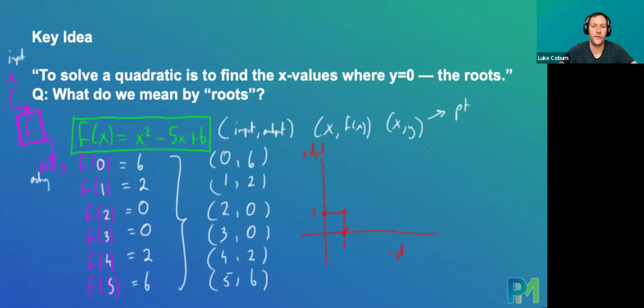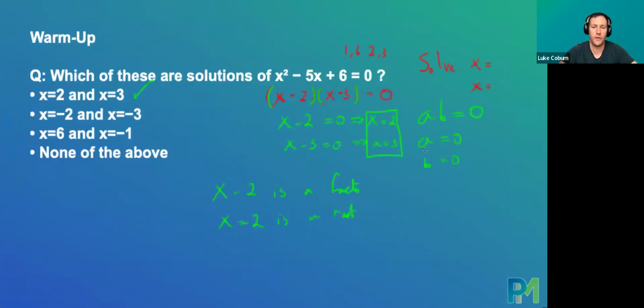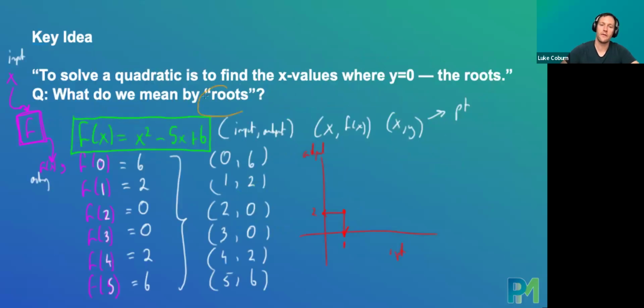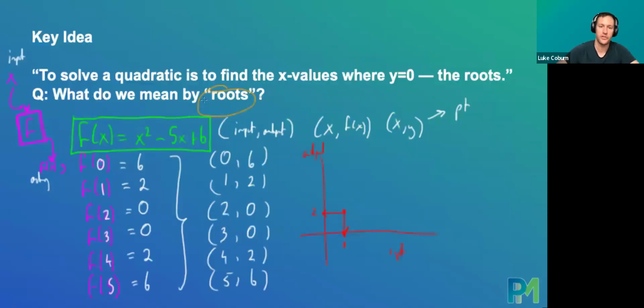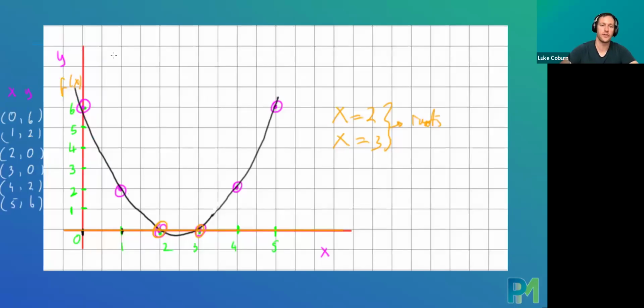So the question was, when we solved this example algebraically, we got these two answers, x is equal to 2 and x is equal to 3. But if we think about roots, what we're implying is a graph of the function, a graphical, not an algebraic, representation of the function. And this is what the graph of the function looks like.